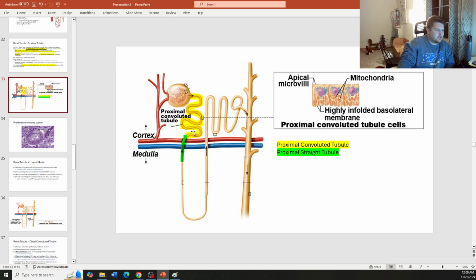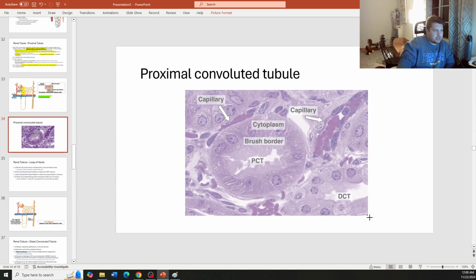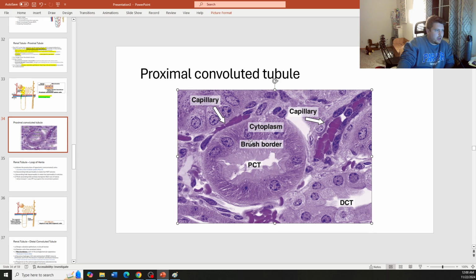Here's the part of the proximal tubule, the convoluted part, and then the straight part. Here's what we have, those microvilli all through there. Here's what it looks like as a slice. We have the brush border right in there, capillary stuff all around it. We have here the proximal convoluted tubule portion right in here.